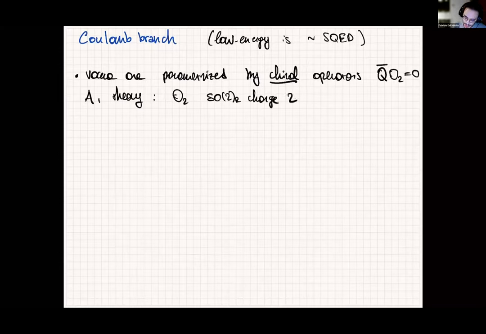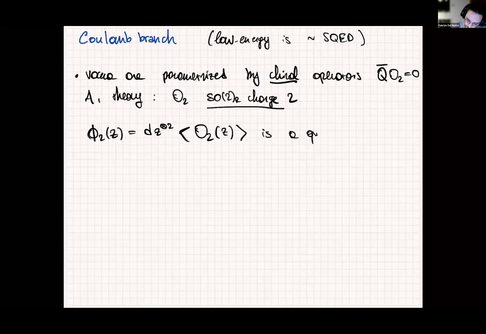But remember, this SO(2)_R charge also determined the tensorial properties of this operator on the Riemann surface. So the fact that this operator has SO(2)_R charge 2 means that the object φ2(z), which is dz tensor squared times the VEV of this operator, is a quadratic differential on this punctured Riemann surface.